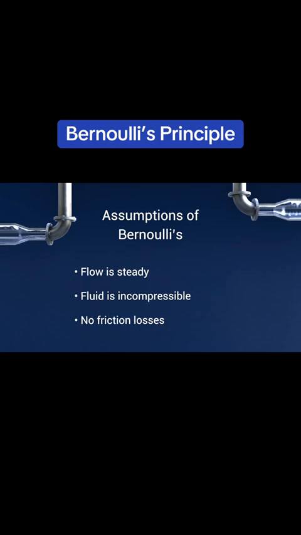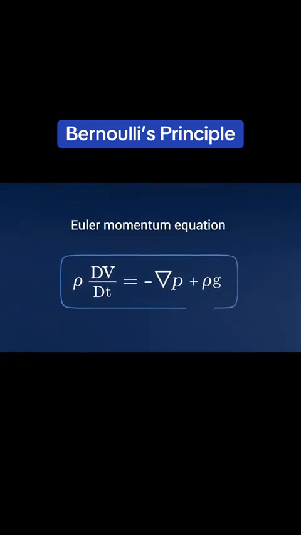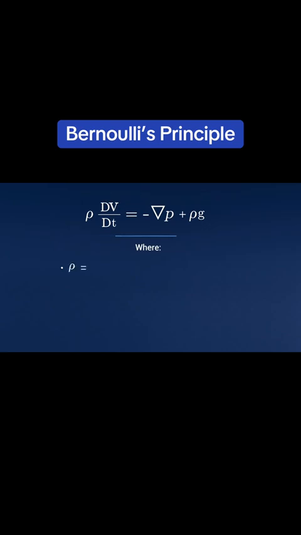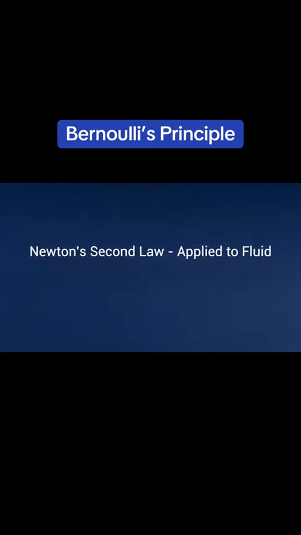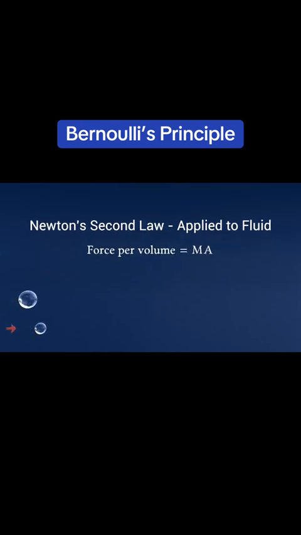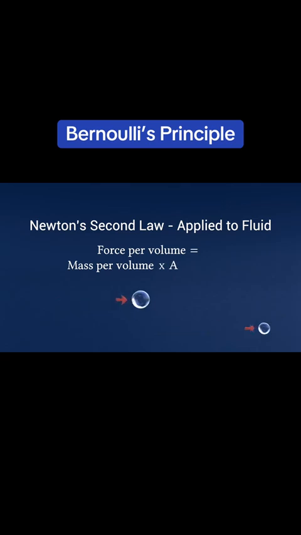The first derivation we are going to look at is when Bernoulli's equation is derived by integrating the Euler momentum equation: ρ Dv/Dt equals −∇p plus ρg, where ρ equals fluid density, v equals velocity vector, D/Dt equals material derivative, the acceleration of the fluid parcel, −∇p equals pressure gradient force, ρg equals body force due to gravity, which itself comes directly from Newton's second law applied to a moving fluid. Force per volume equals mass per volume times acceleration.